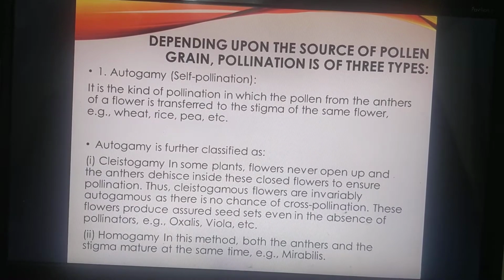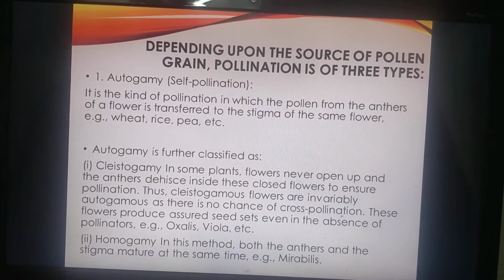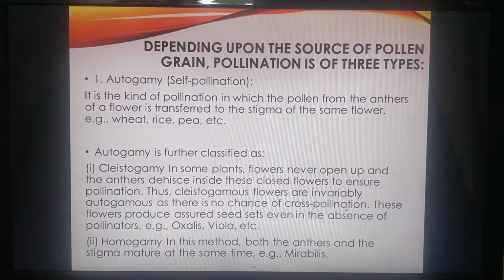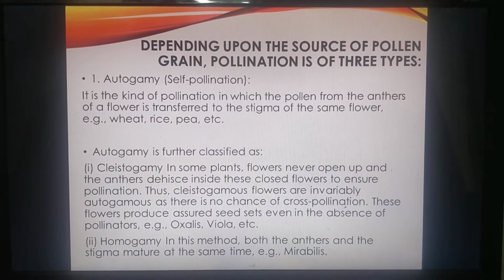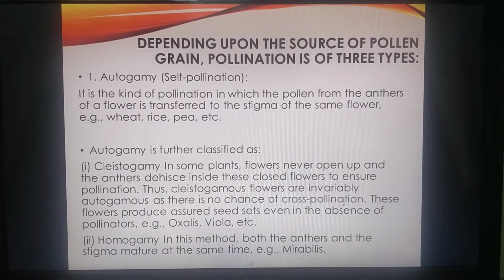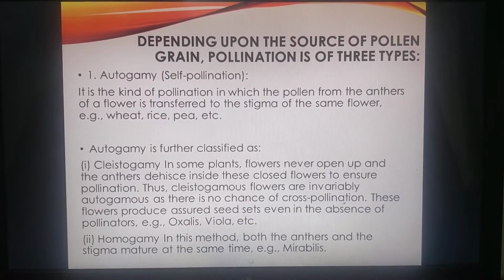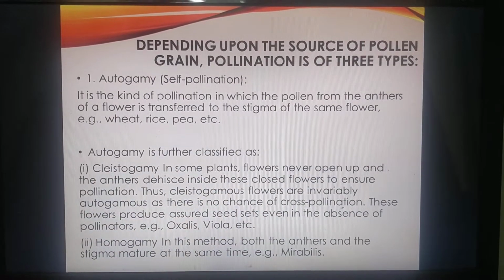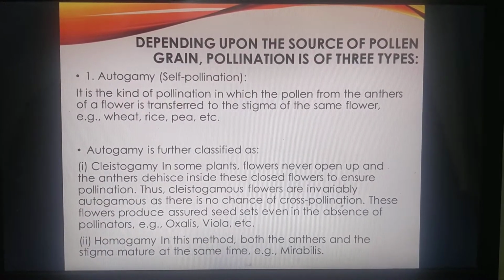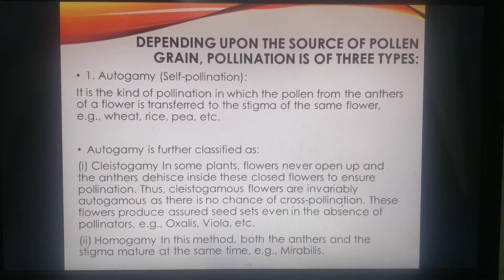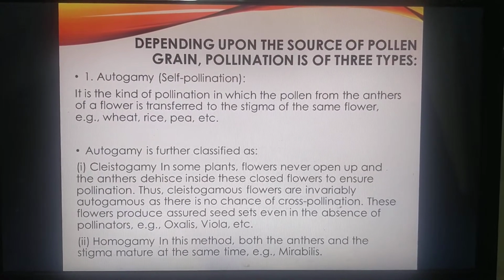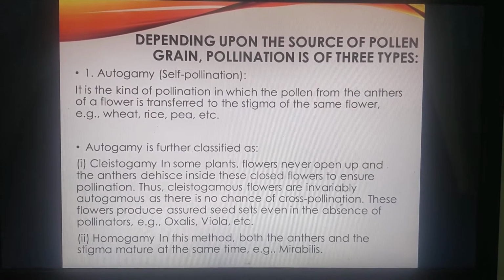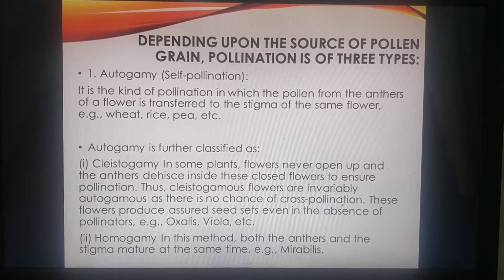In some plants, there are clistogamous flowers. That's quite important. Here, flowers never open. And there is always self-pollination because they are always closed. So these flowers produce assured seed sets even in the absence of pollinators. So that is a type of autogamy in the clistogamous flowers.